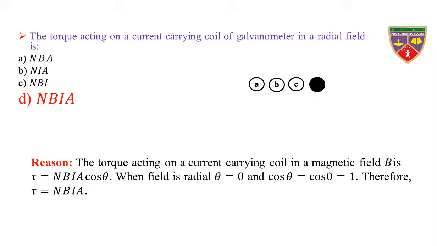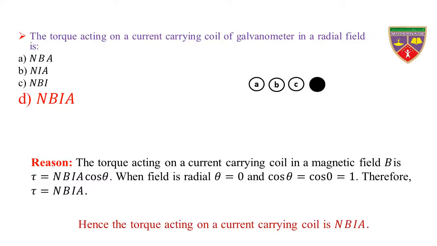Reason. The torque acting on a current carrying coil in a magnetic field B is torque τ = NBIA cos θ. When the field is radial, θ = 0 and cos θ = cos 0 = 1. Therefore, the torque acting on the coil is NBIA.